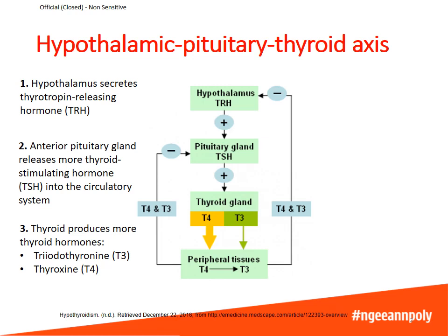There are two thyroid hormones, triiodothyronine or T3 and thyroxine or T4. 80% of thyroid hormone is secreted in the form of T4, but T3 is the active form. Sufficient blood levels of thyroid hormones will then exert a negative feedback to inhibit the secretion of TSH and TRH.